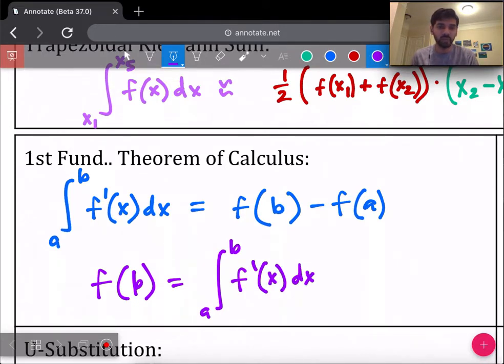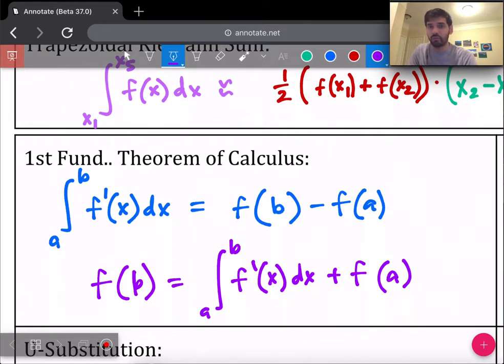dx. And since I isolated f of b, that means that I would have added f of a to the other side of this equation. So I have plus f of a here. So these two equations are equivalent to each other. They're just reshuffled, reorganized, rearranged with the terms.